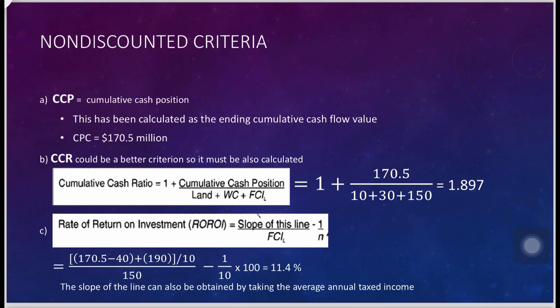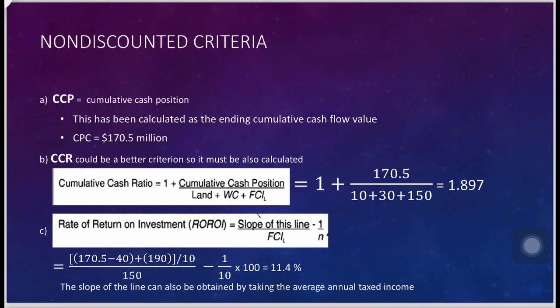So the cumulative cash flow position has been calculated as the ending cumulative cash flow value. So that is the cash flow value at year 12, which is your CCP. Okay? So that was at 170.5 million.